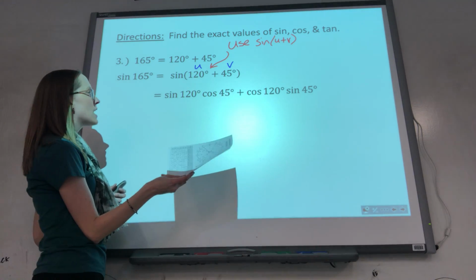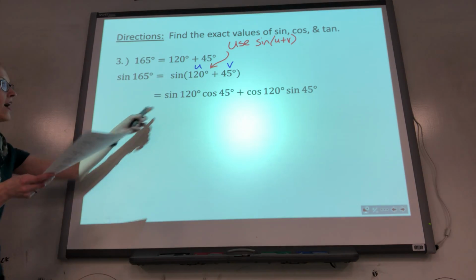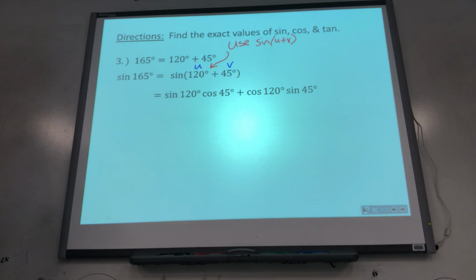Now I can look those up on my table. Sine of 120. We were in radians earlier, but the degrees should be just below the radians. You can look right underneath of there. Sine of 120 should be radical 3 over 2. Cosine of 45 is radical 2 over 2.